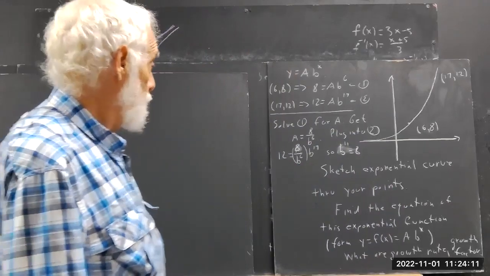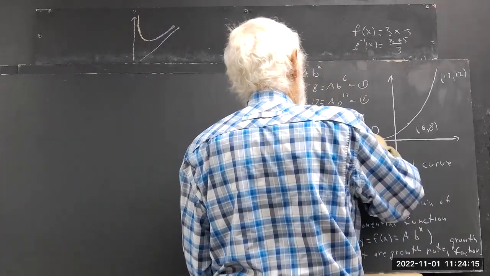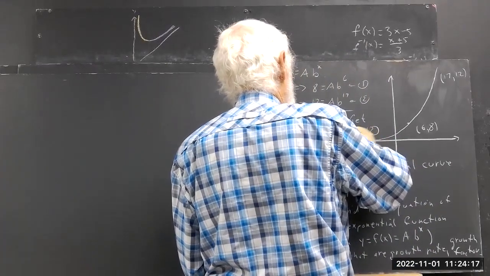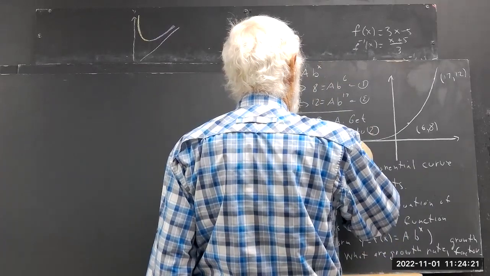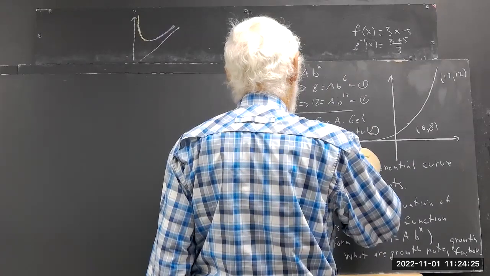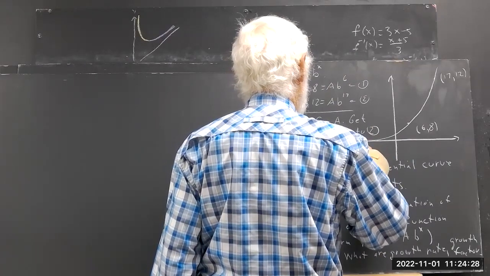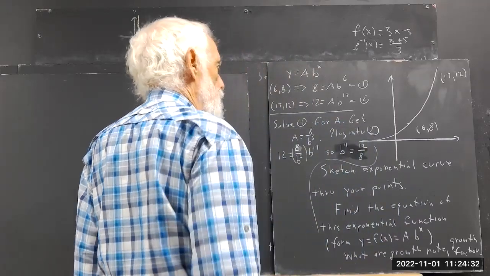So we're going to get pretty quickly b to the 7th. I've got to stop this thing of writing down the last word that I said, write down what I should be writing down. We get b to the 11th equals 12 over 8. Okay.